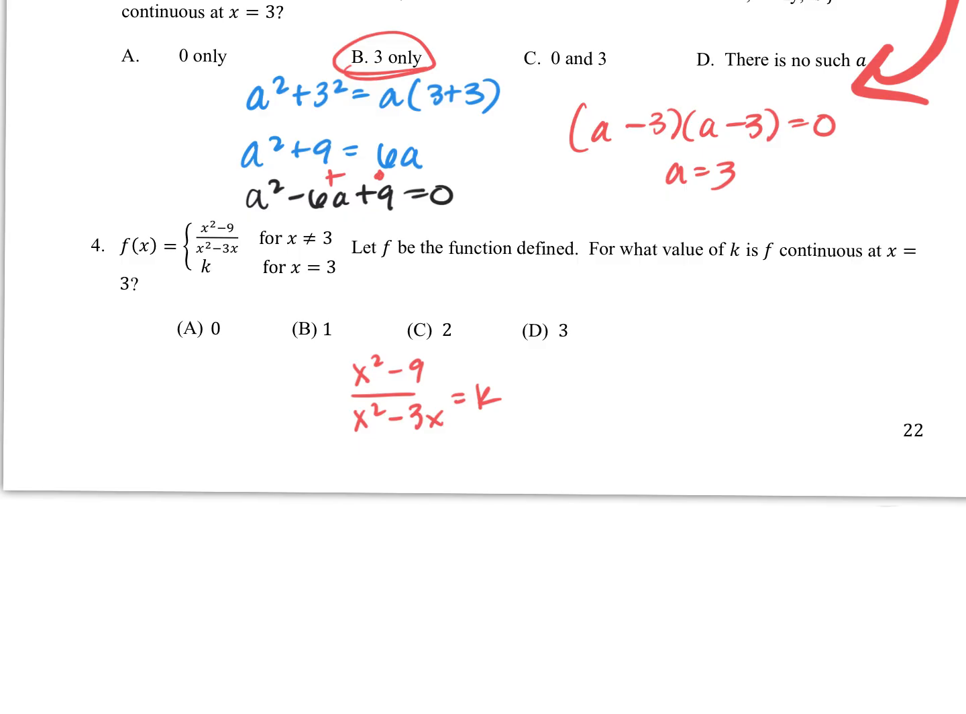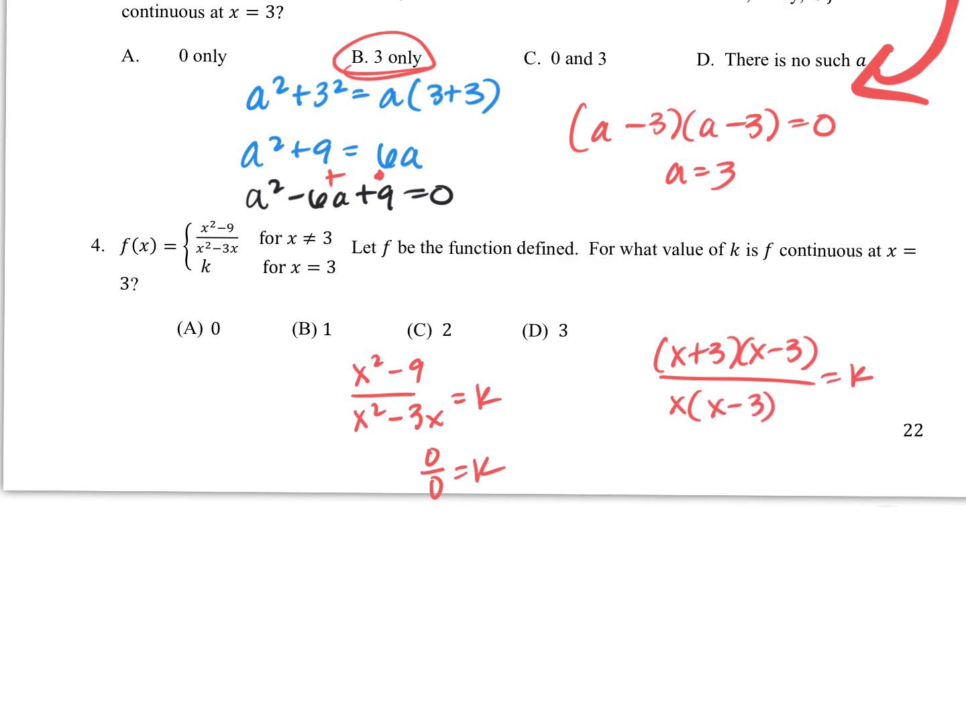Could things cancel out? Well, yeah. If I plug in a 3, do you agree I'm going to get 0 over 0? Equals k? But that's not 0. That's indeterminate form. Can we factor this? What would this top factor into? Great. What about the bottom? What can I take out of the bottom? And x was left.